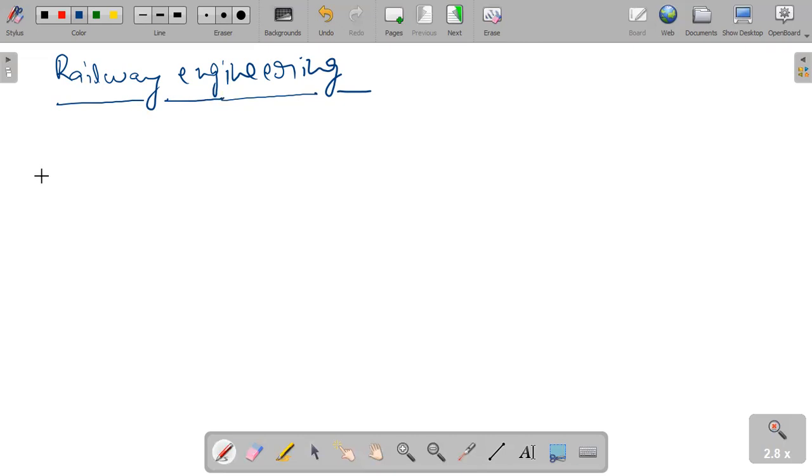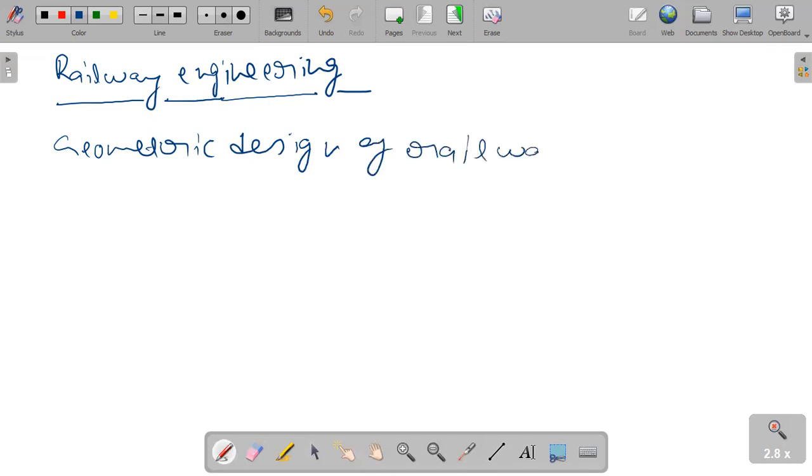In railway engineering, we're going to discuss geometric design of railway. In geometric design of railway, the first thing we're going to discuss is safe speed.